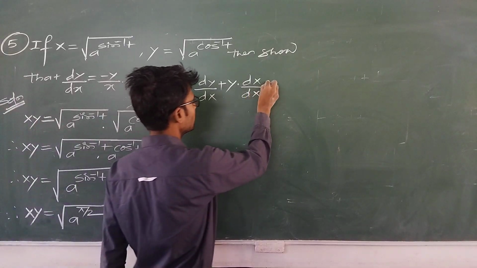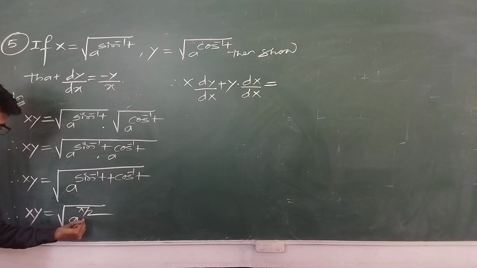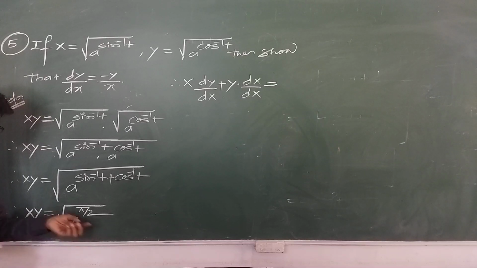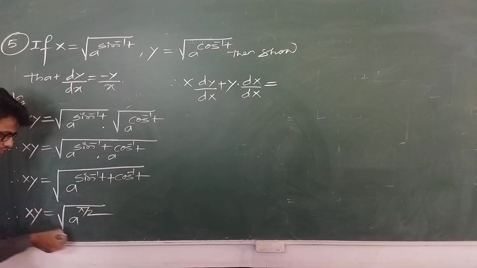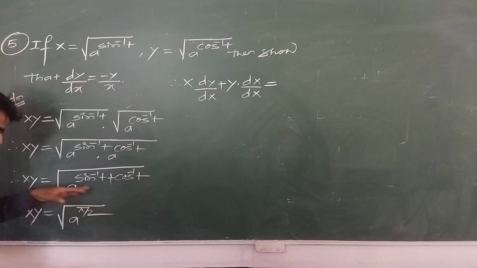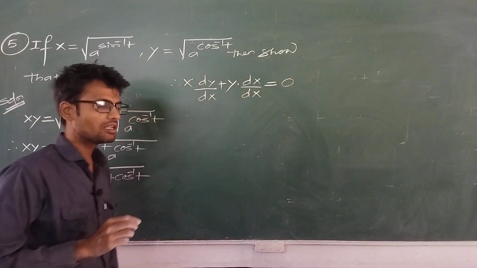And is equal to, see, a is constant, pi by 2 is constant, a raised to pi by 2 is constant, and square root of a raised to pi by 2 is constant. So this whole term is constant, and the derivative of this constant term is what? 0. We already know the derivative of a constant is 0.